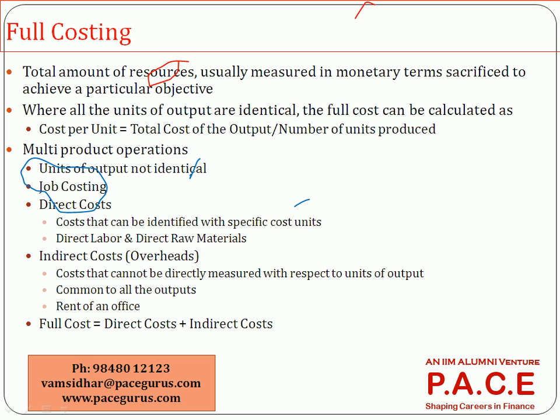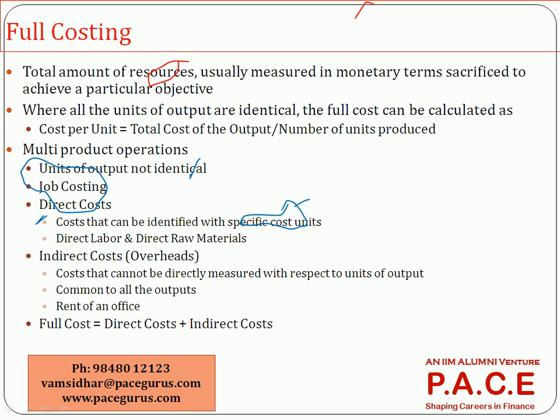That's where we are defining it as the cost that can be identified with the specific cost units, with the number of units that is produced. If I can identify the costs, I am calling them direct costs. Otherwise, I call them overhead costs.